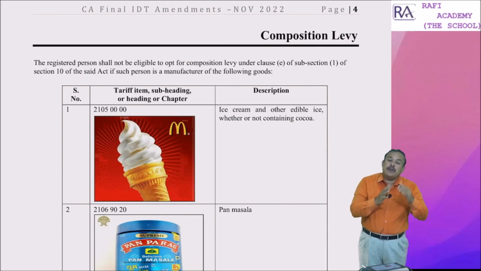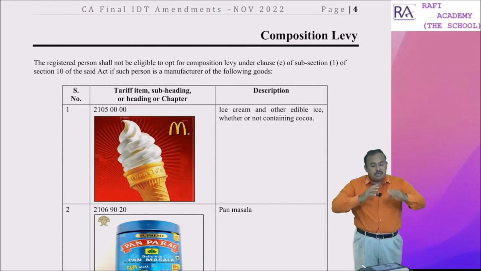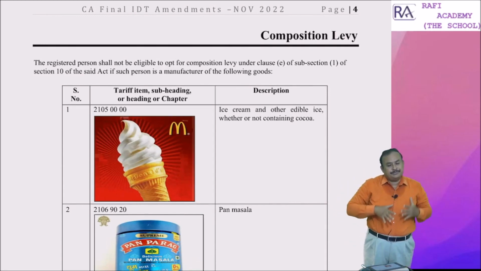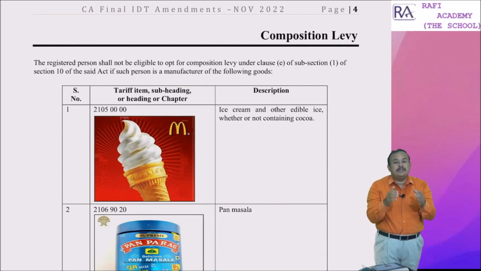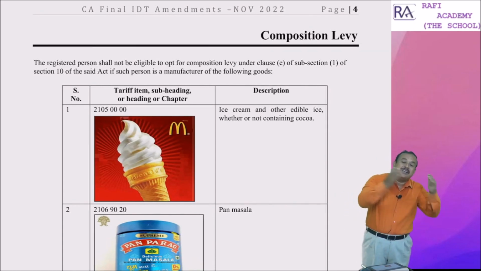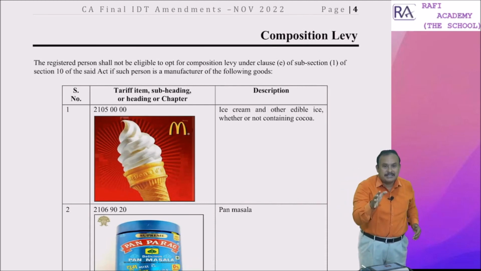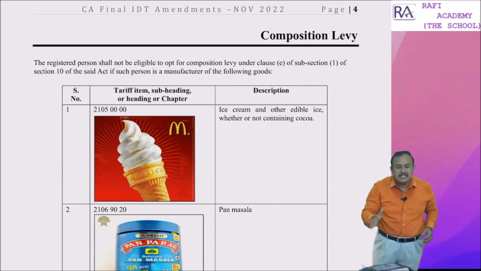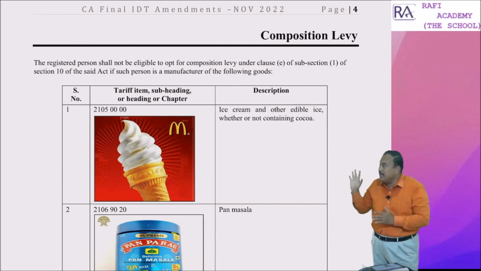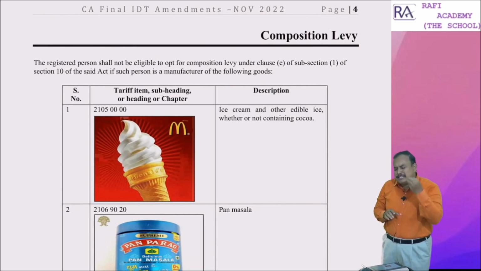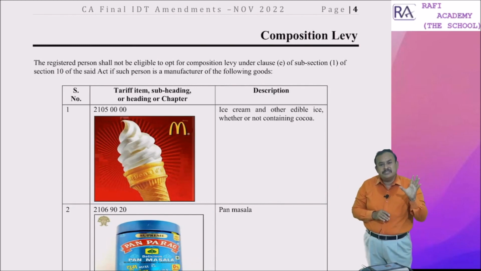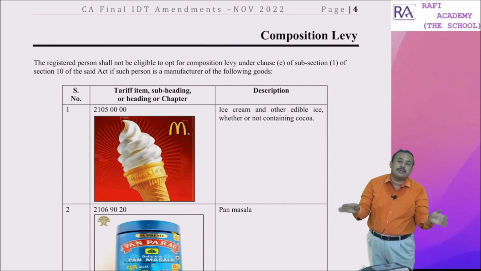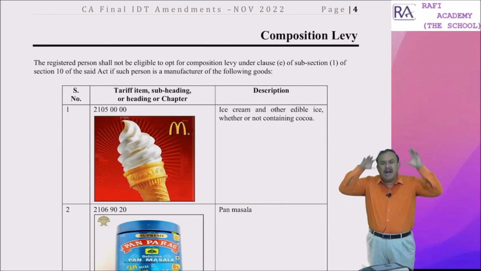In case of a few states, it should not exceed 75 lakhs. A service provider other than restaurant service provider whose aggregate turnover in the preceding financial year should not exceed 50 lakhs, then they are eligible for opting for the composition scheme. This is a point which we already referred to in our regular class. But here, irrespective of their turnover, they are not eligible for composition scheme. Who are they? We already referred.